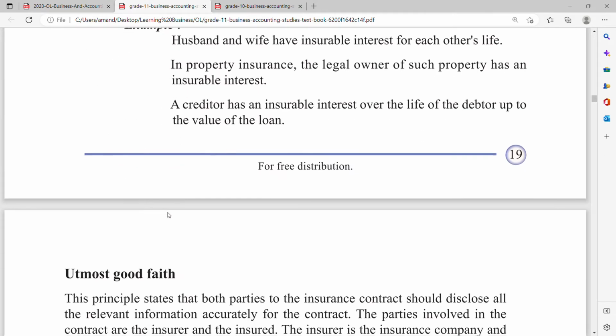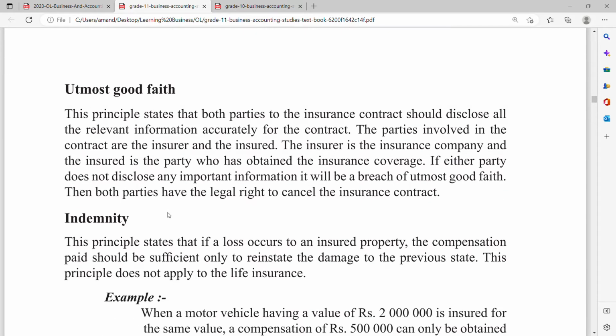in order to obtain insurance for the life of a property. Utmost good faith. Here what they are expecting is that both parties in the insurance contract, both the insurer and the insured, need to divulge all relevant information accurately to the best of their knowledge. They shouldn't be hiding or withholding any information.